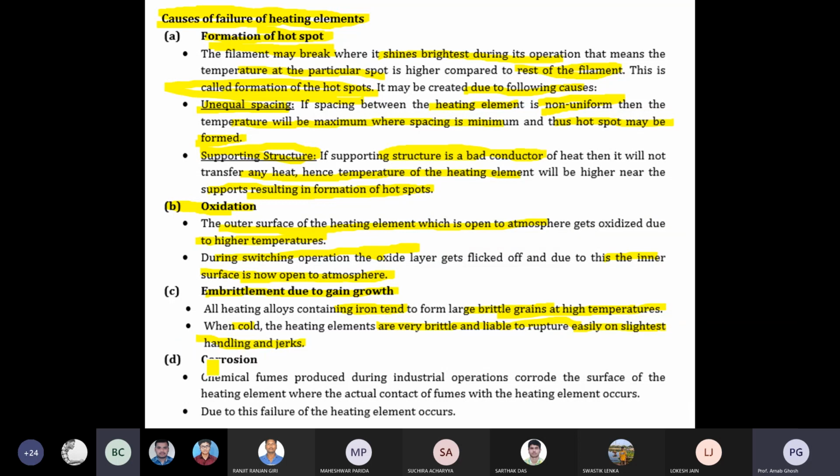Then another important issue is corrosion. Chemical fumes produced during industrial operation corrode the surface of the heating element where the actual contact of fumes with the heating element occurs, leading to failure of the heating element. So corrosion is another issue.